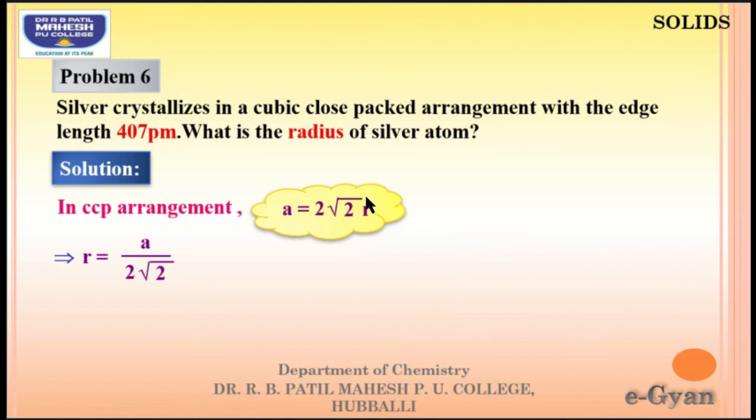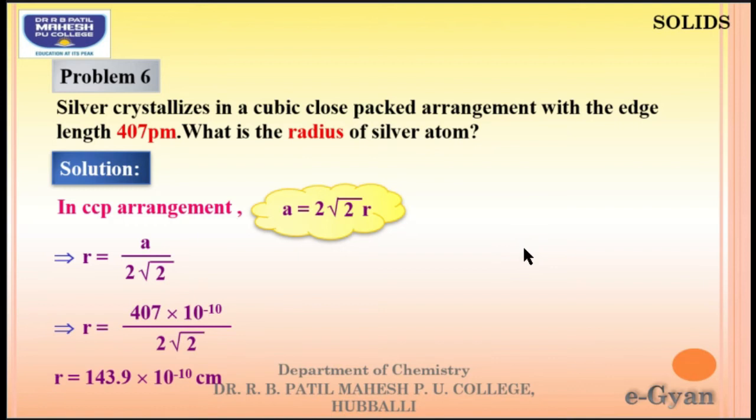Let me take 2 into square root of 2 from the left hand side, which will become the denominator. R is equal to 4.07 into 10 to the power of minus 10 divided by 2 square root of 2. On solving, we will get 143.9 into 10 to the power of minus 10 centimeter. That in terms of picometer is 143.9 picometer.